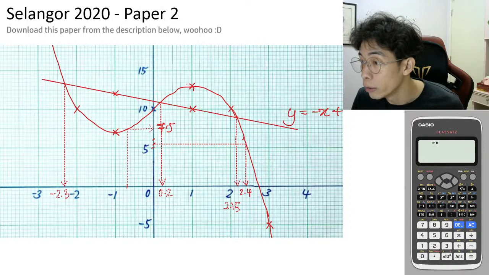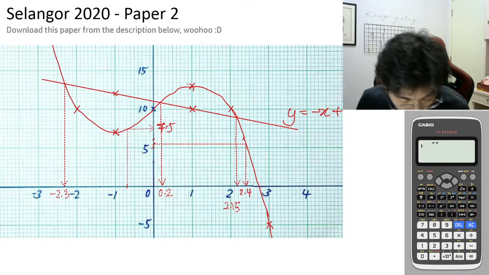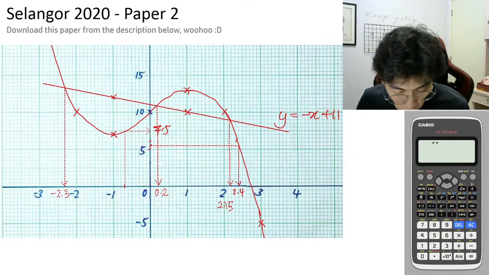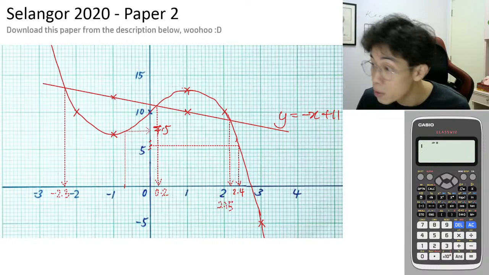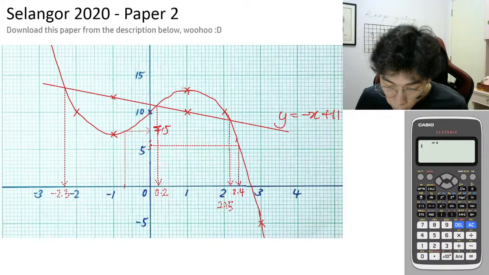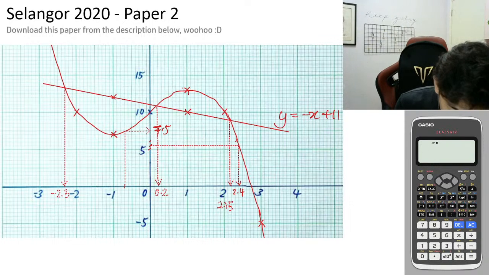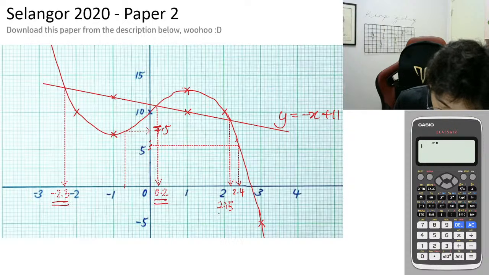Okay, let me check. Did I sub wrongly? 1 and 10. 1, -1. Okay, correct. 1 and 10 and -1 and 12, correct. Draw line, 3 intersections, yes. So my 3 intersections, first one, -2.3. Yes, correct. Okay, now, so everyone, my answer, -2.3, 0.2 and 2.15.